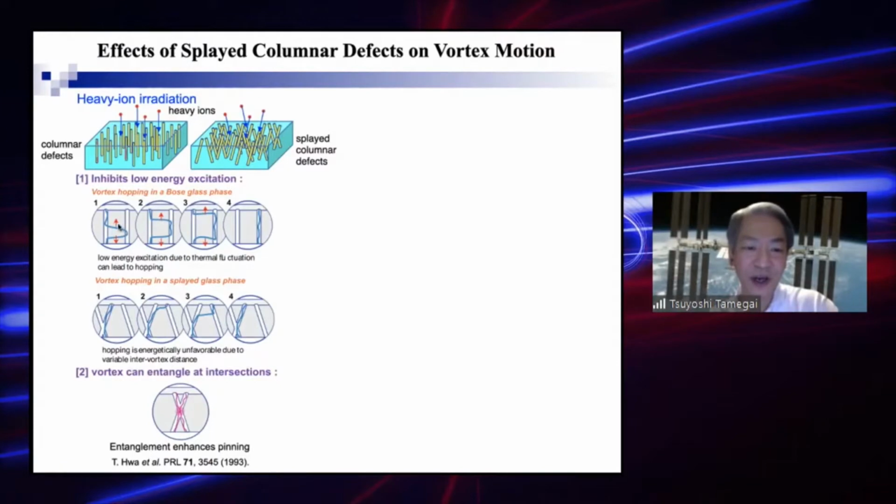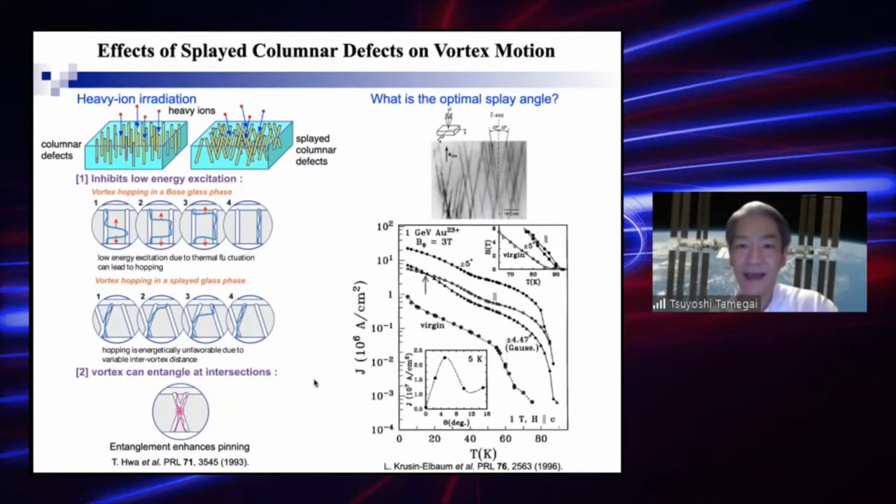To suppress such a motion of kinks, we can splay the direction of columnar defects like this. By splaying, we can enhance pinning. And also splaying can introduce entanglement of vortices. So of course, there must be some optimal splay angle. And that splay angle was very beautifully experimentally assessed by the IBM group.